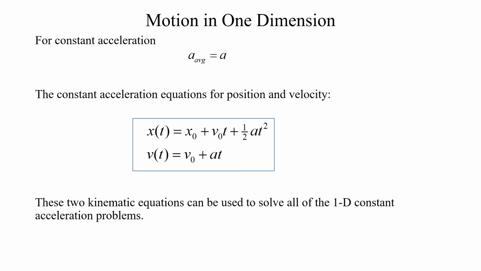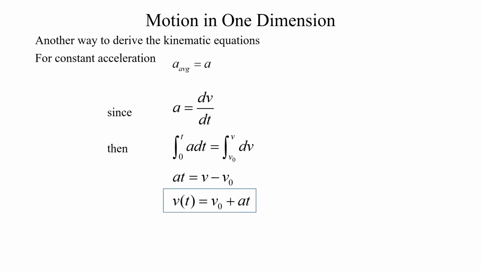All right, so again, I've been using this word kinematic. Kinematic refers to descriptions of motion. All right, now we derived those kinematic equations directly from the definitions of displacement, velocity, and acceleration. Now here's another way we can derive the kinematic equations for constant acceleration using calculus.